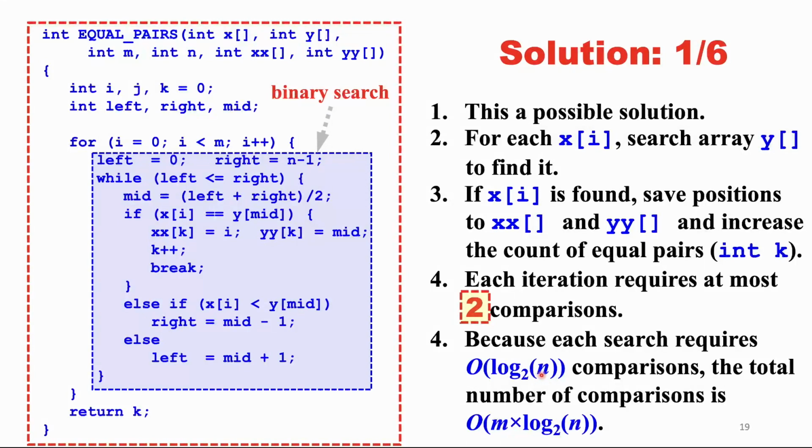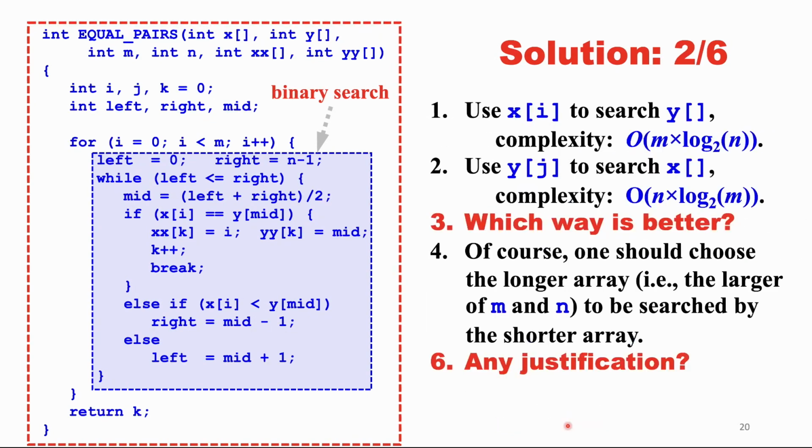But the problem is the outer loop of I is still running for m iterations. Therefore, the total number of comparisons used in this solution would be m, the number of iterations for the I loop, times the number of comparisons in the inner loop. So this is our improved solution by applying binary search.